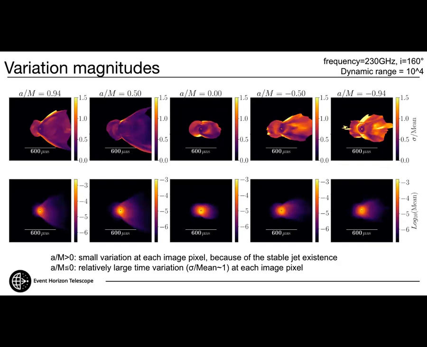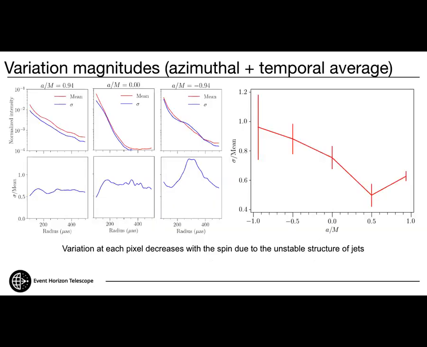So if we compare the positive and the negative spin cases, we can see that the variability tendency is large at the negative spin compared with positive spin. This tendency mainly comes from the stability of the jet component. If we focus on the positive spin case, due to the stable existence of the jet component, the corresponding standard deviation is relatively smaller than that of the negative spin case, which has an unstable jet component. So this is one of the good indicators for distinguishing each geometry model.